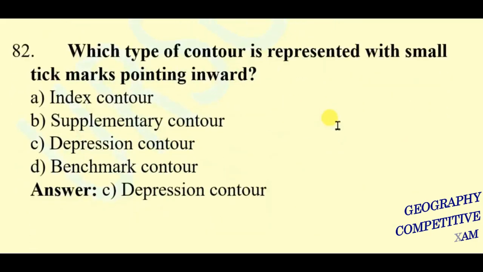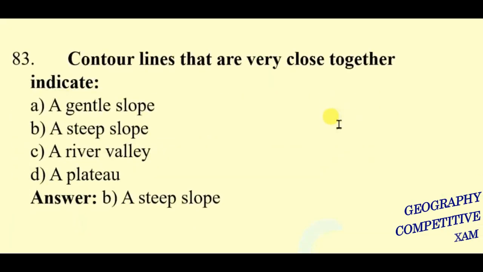Question 82. Which type of contour is represented with small tick marks pointing inward? Index contour, supplementary contour, depression contour, benchmark contour. Here the right answer will be depression contour. Question 83. Contour lines that are very close together indicate a gentle slope, steep slope, river valley, a plateau. Here the right answer will be steep slope. Means if the contour lines are very close, then the contour intervals will be closer to each other, and that shows a steep slope.